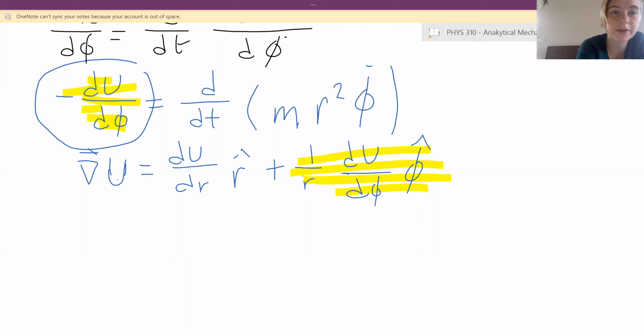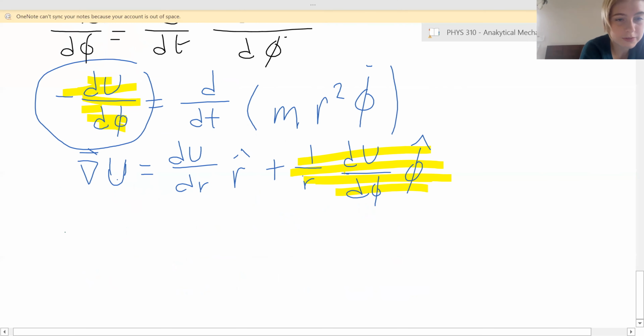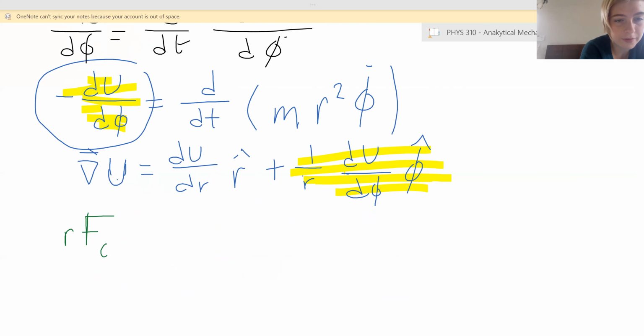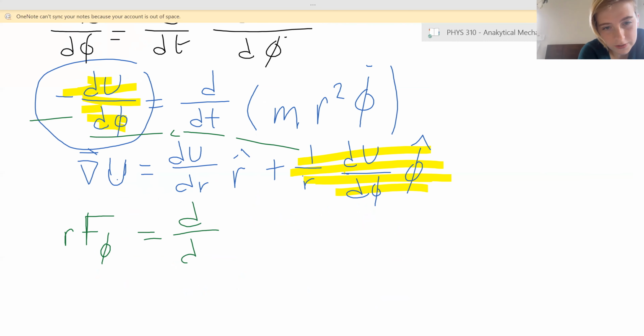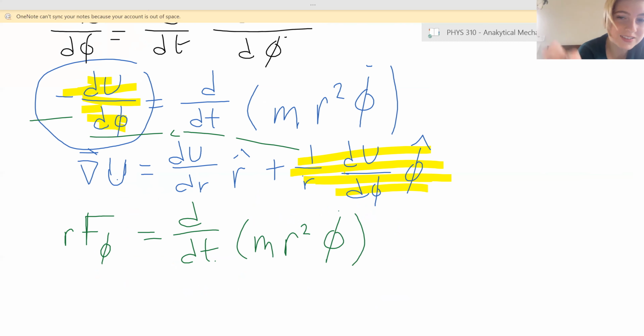So we're going to write that out here. Say F_θ is what gets produced here. That way you don't have to see the r when it's in this form. But it's still going to be equal to that right side of the equation. So d/dt of m r squared θ dot.